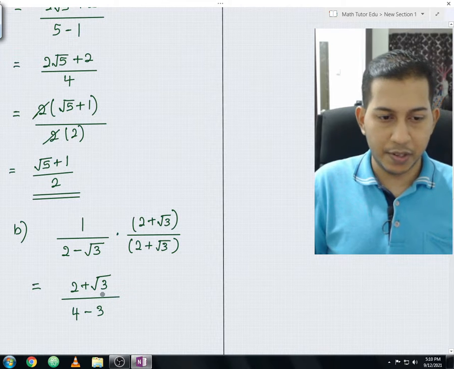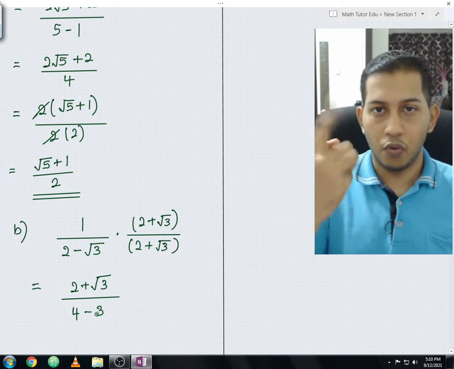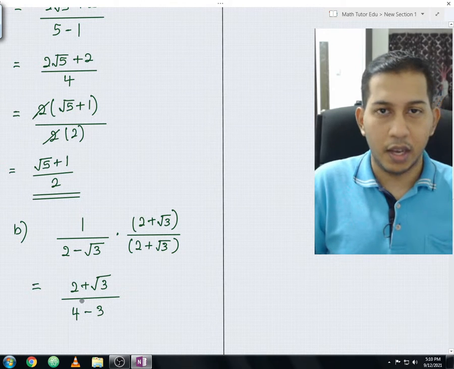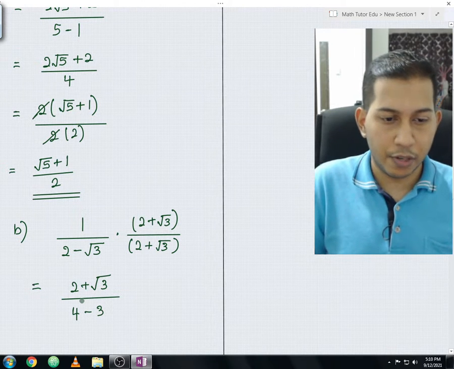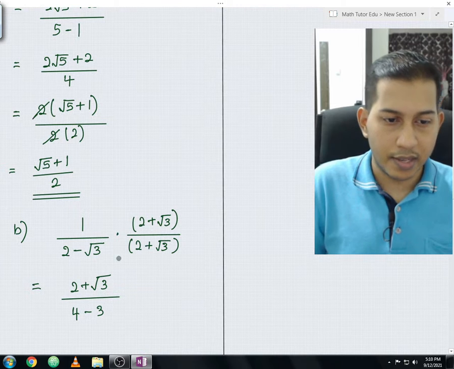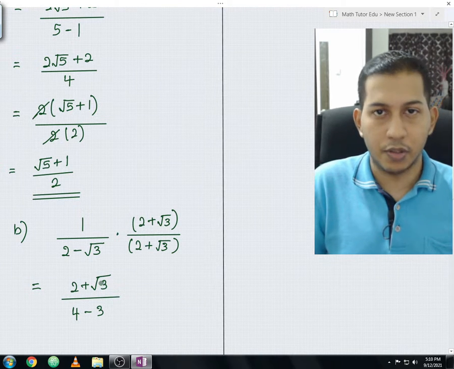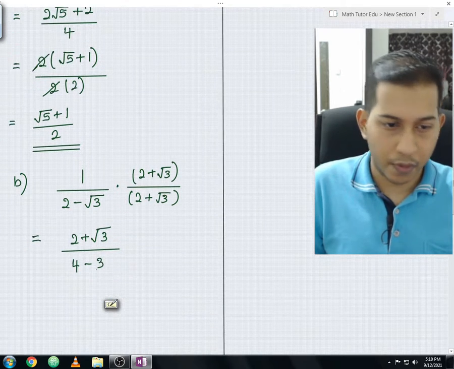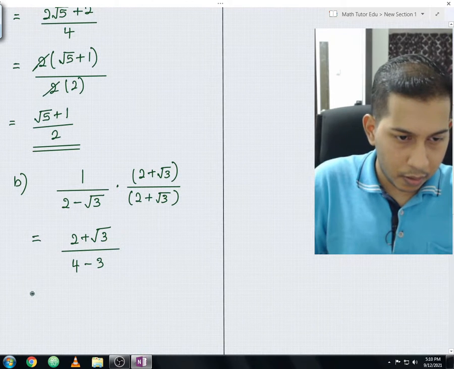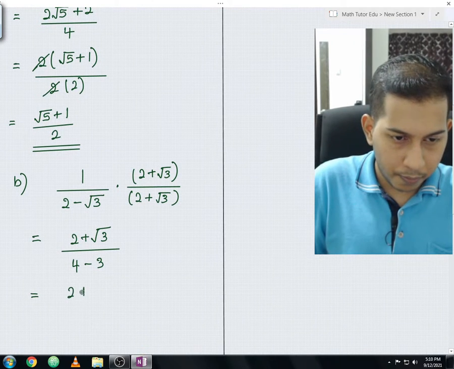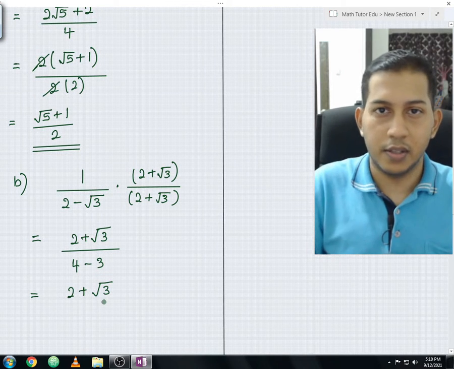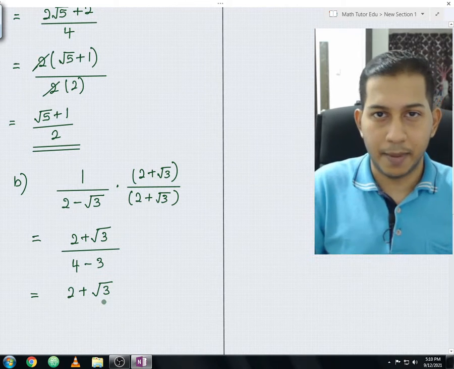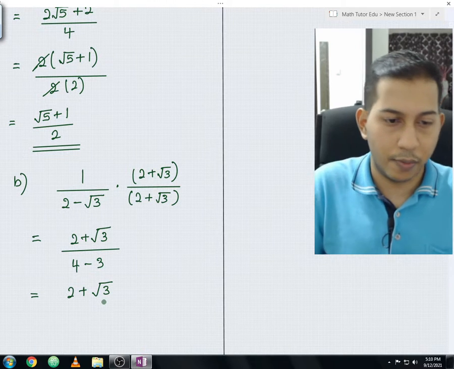Since your denominator is 4 minus 3, 4 minus 3 you get 1. So the 1 we can literally omit them. We no need to include in our final answer. You can just write as 2 plus square root 3. So from here your final answer will be 2 plus with square root 3. So this is your answer for the question part B. Let me underline the solution for the question part B now.